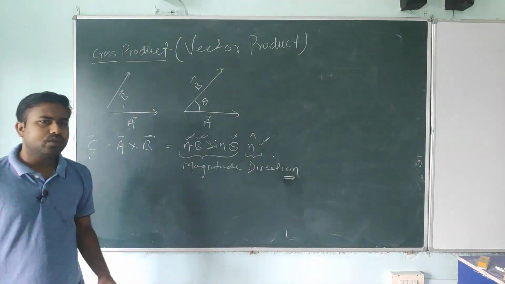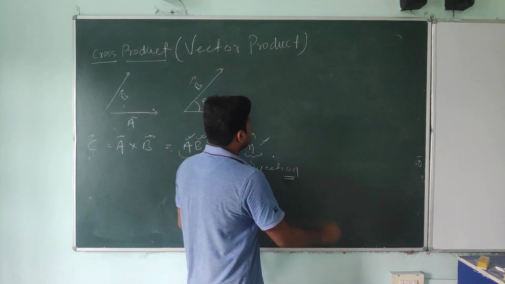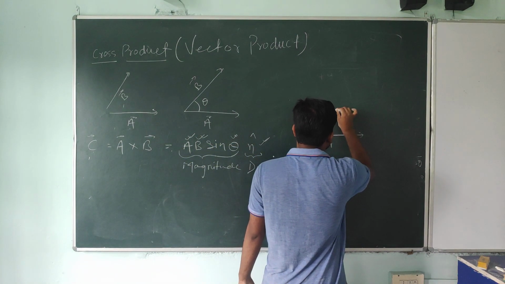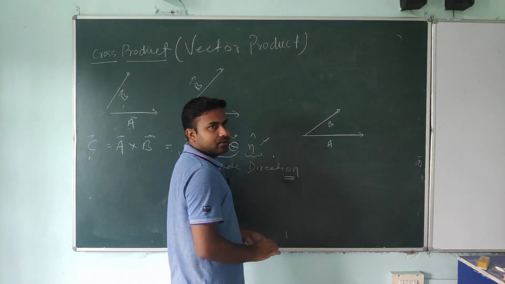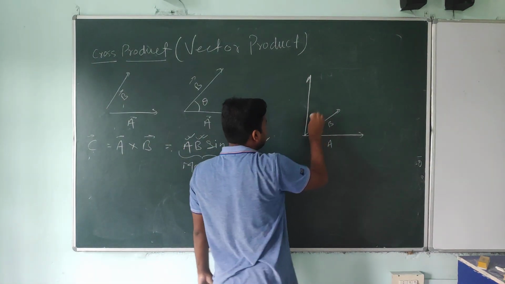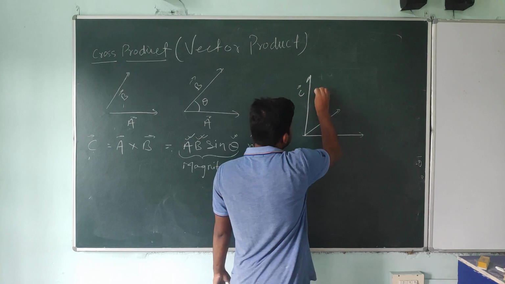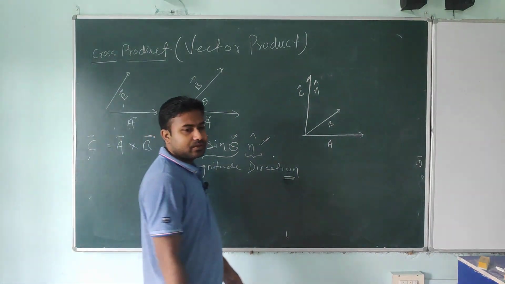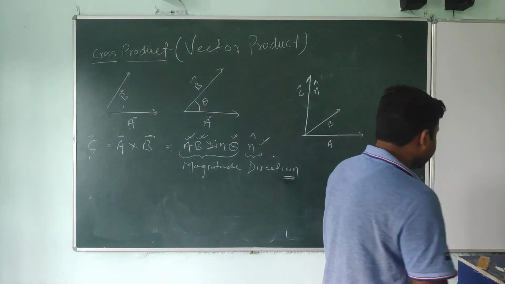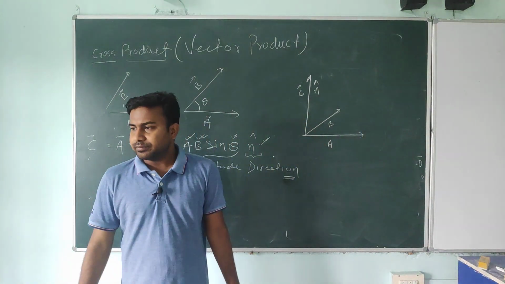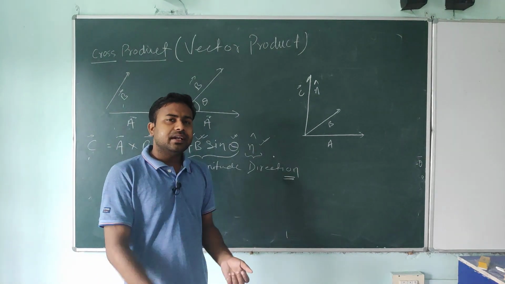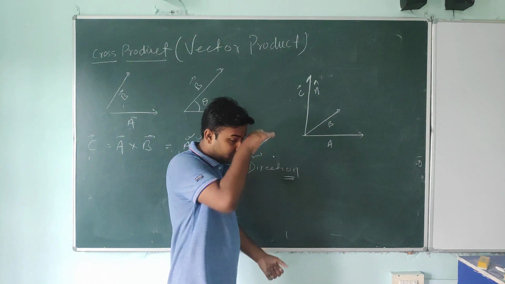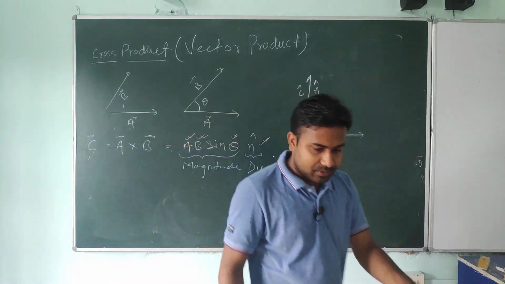We will study the right hand rule. Look at this. If this one is the A vector and this one is the B vector, then the cross product gives you the C vector, in this direction, and this is also called the n cap direction. For calculating this, you have to use the right hand thumb rule, sorry, the right hand rule.